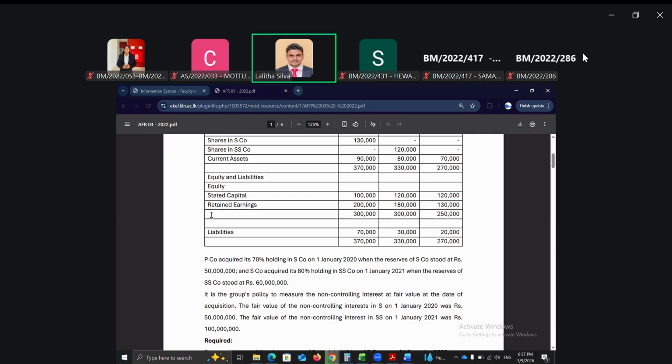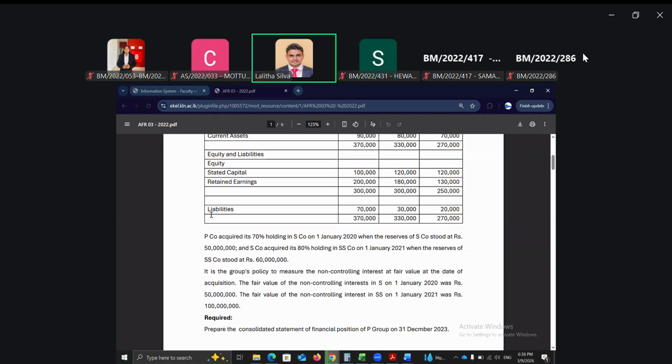Now, according to the given information, P company acquired 70% of the holdings of S company on 1st Jan 2020, when the reserves of S stood at rupees 50 million, and S company, it's 80%.